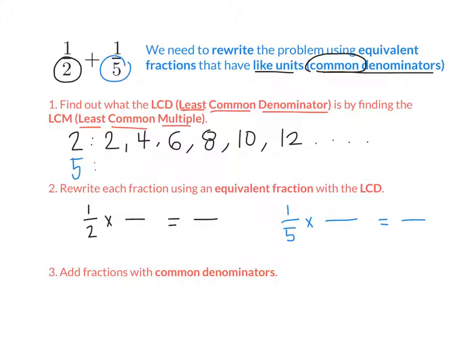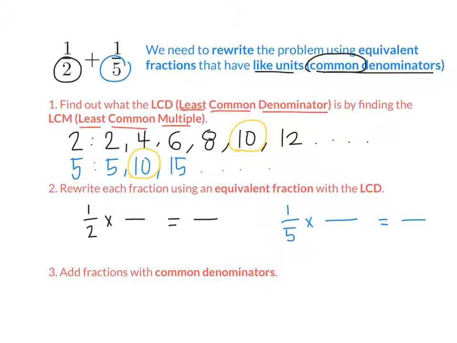My second denominator is what number? 5. So now we're going to try to write out the multiples of 5. Here we go. 5, 10, 15. I can stop now. I can stop because do I have a number in common, a multiple in common? What's the multiple I have in common? 10.